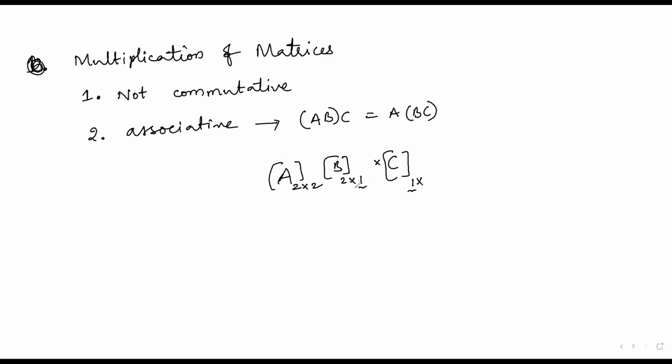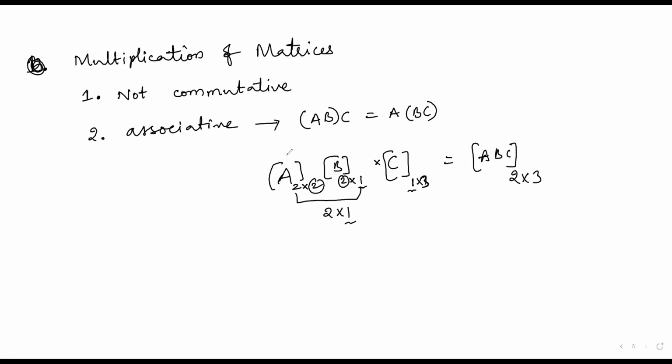You understand? You get these two cancelled, and then you are going to get 2 by 1, 2 by something, and it is going to be 1 by something, either 1 by 1 or 1 by 2 or 1 by 3. Let's say 1 by 3. Then what you are going to get? Then ABC is of order what? 2 by 3.